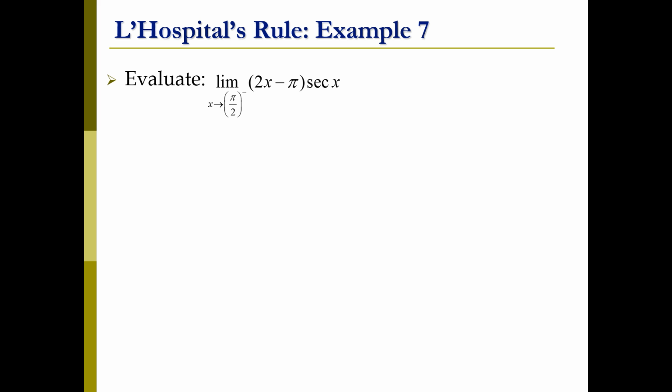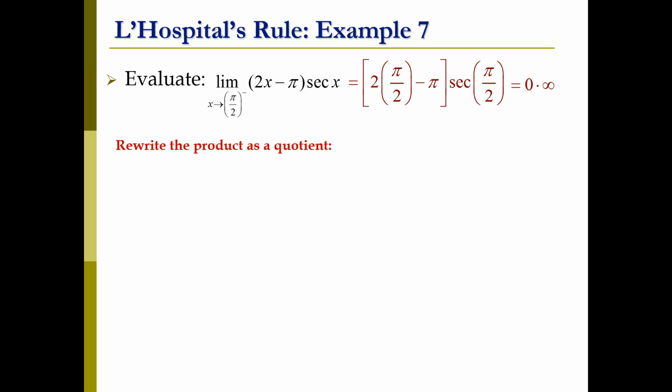Let's try another. Let's say we want to find the limit as x approaches pi over 2 from the left of 2x minus pi times secant x. If we use direct substitution, we get 2 times pi over 2 minus pi times secant of pi over 2, which is 0 times infinity. This means that we're going to want to rewrite it as 2x minus pi over 1 over secant of x. But everyone should know that 1 over secant of x is just cosine of x.